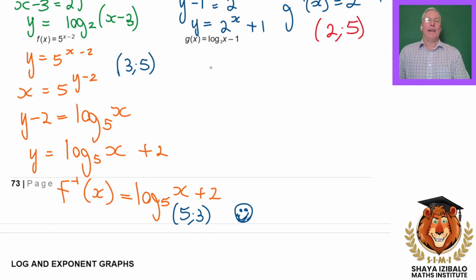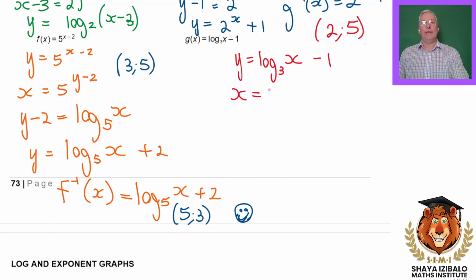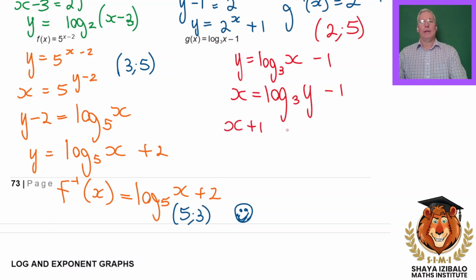Okay, right. And the last one, and again, notice that there's not a bracket here. This is y equals log base 3 of x minus 1. Swap x and y around. x is log base 3 of y minus 1. Now, we want to get y on its own. So the first thing we need to do is add 1 to both sides. x plus 1 equals log base 3 of y. And now lastly, y will be 3 to the x plus 1.